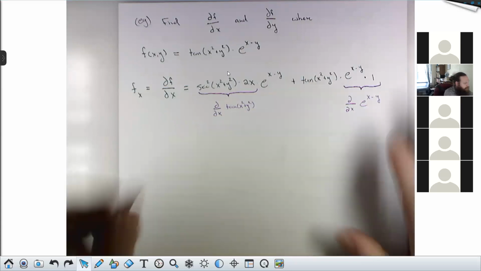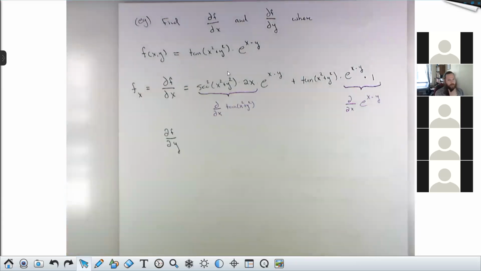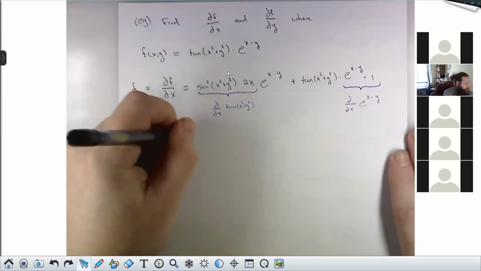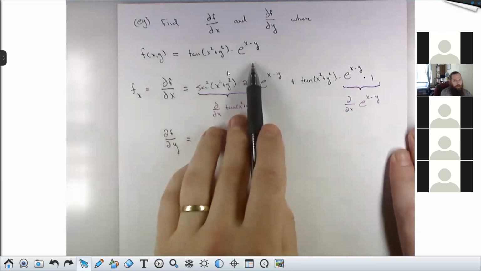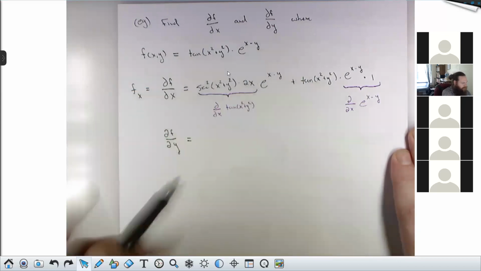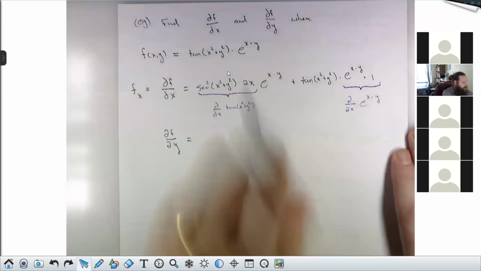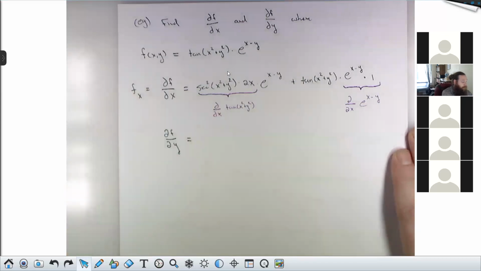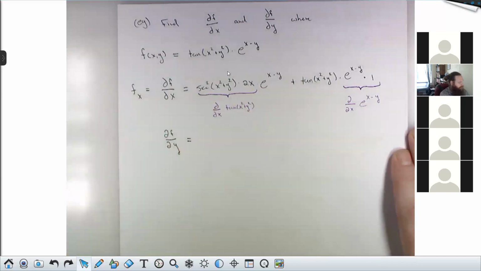Sold. Okay. Let's go ahead and calculate curly df curly dy, the partial derivative of f taken with respect to y. Same sort of thing. I'm going to jump in here and differentiate this bad boy using the product rule. And then within my product rule, I'm going to need two little chain rules. There's a lot of symmetry. So again, I'll have the derivative of tangent of x squared plus y squared times e to the x minus y plus tangent of x squared plus y squared times the derivative of e to the x minus y.